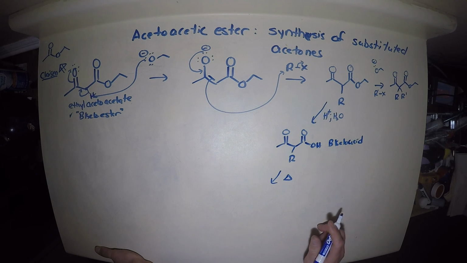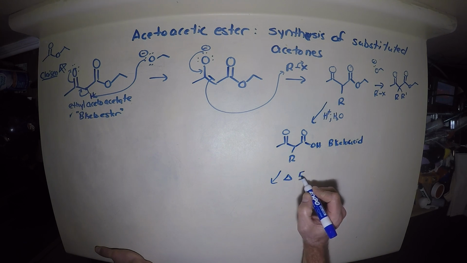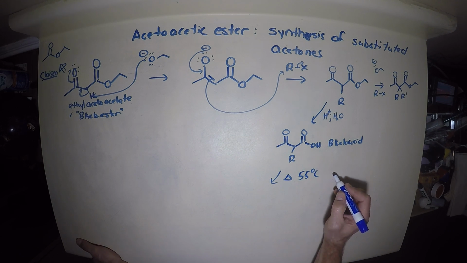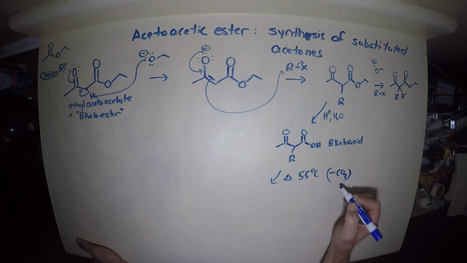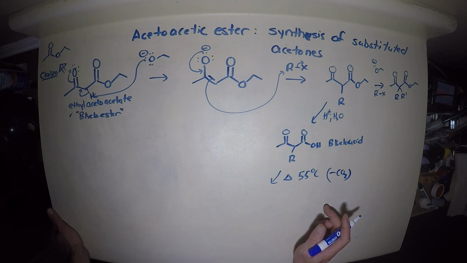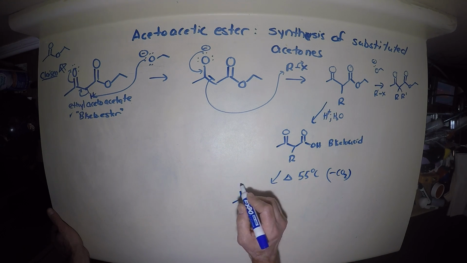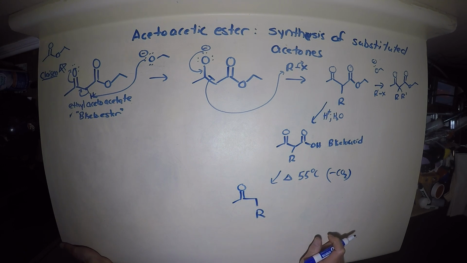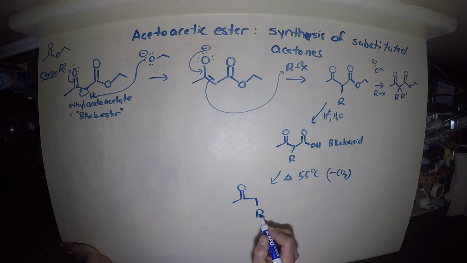with mild heating, say at 50 or 60 degrees, undergo loss of carbon dioxide. And when we lose carbon dioxide, the final product is what's called a substituted acetone.